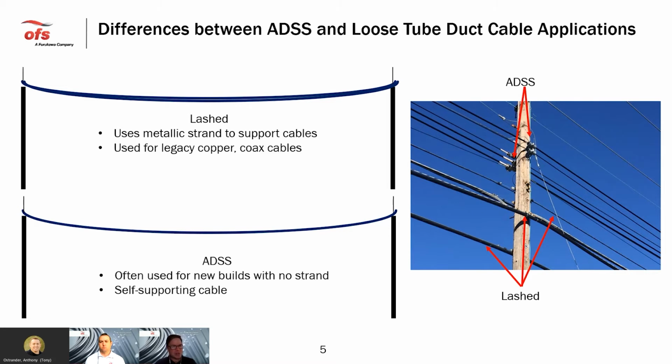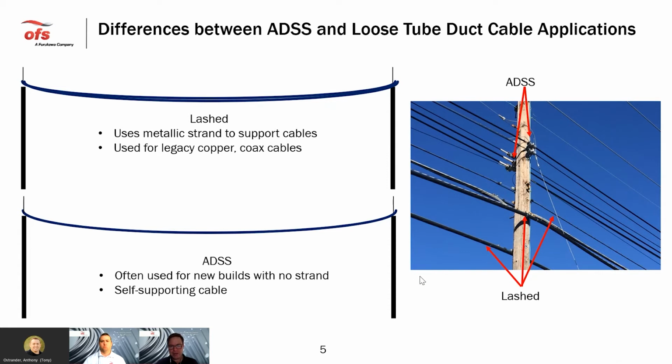And we consider this presentation to be a little bit beyond an introductory presentation. So we're going to assume that you have a little bit of basics around fiber and cable. But these are two different types of cables. There is ADSS, which is all dielectric self-supporting. It's often used with new builds with no strand and lashed cables. So this is a typical duct cable that's lashed to a messenger.